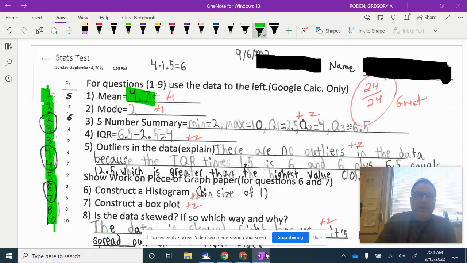The mode is the number that occurs the most. We can see that there's, well, not by far, but there's 3 2s. So your mode is 2.